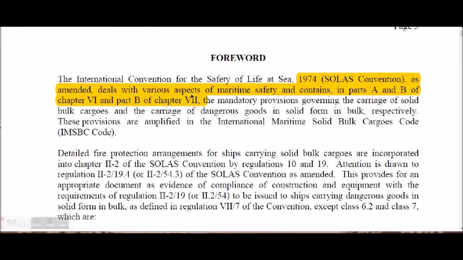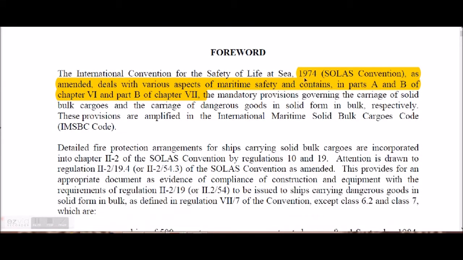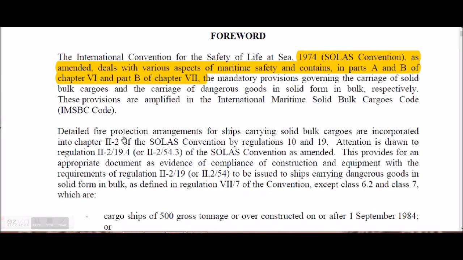Convention as per IMSBC, why we require it is the same as written in part A and B of chapter 6 and part B of chapter 7. That's why we require it, and details of the fire protection arrangements and other things are given in SOLAS chapter 2 part 2 of the SOLAS convention by regulation 10 and 19. So regulation 19 is already the drills, nothing much, and SOLAS chapter 7 is there.